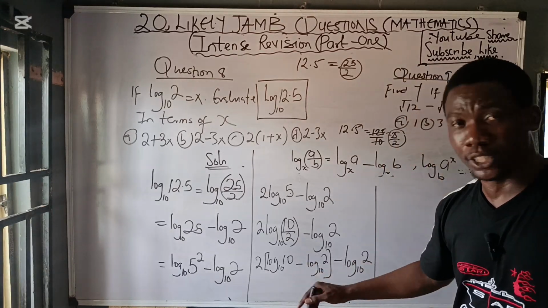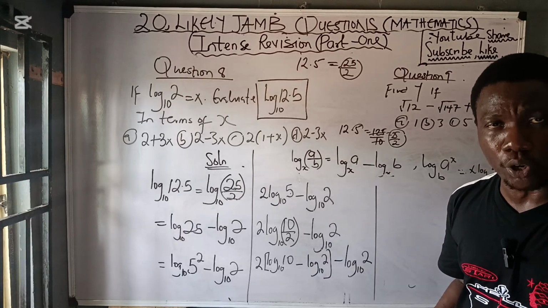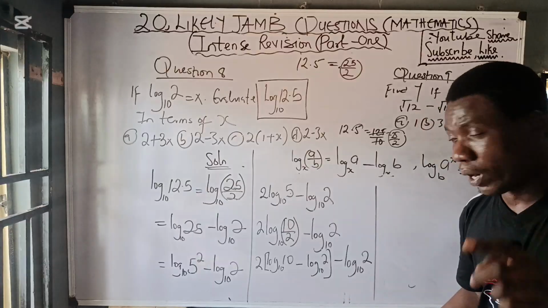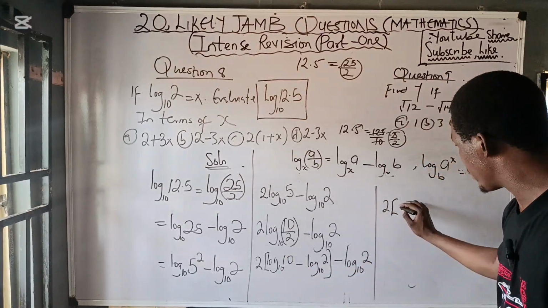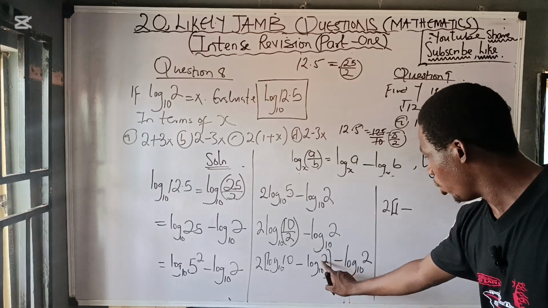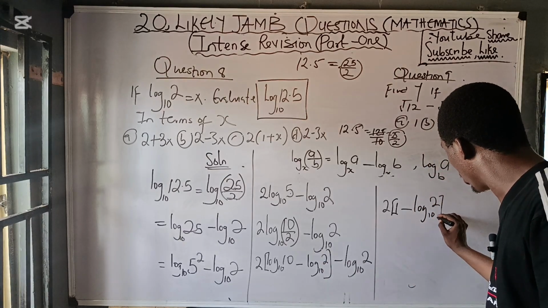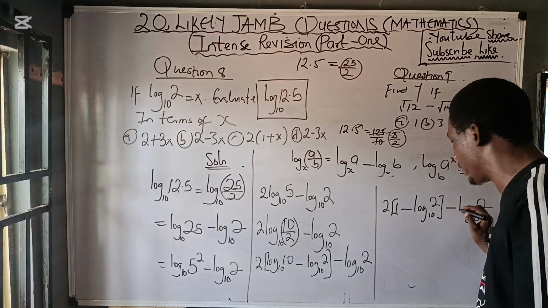Log 10 base 10 is 1. The logarithm of a number to the same base is 1. Watch my previous video on the laws of logarithm to get this properly. Log 10 base 10 is 1. So you have 2 open brackets. Log 10 base 10 here is 1 minus log 2 base 10. Close your bracket, minus log 2 base 10.